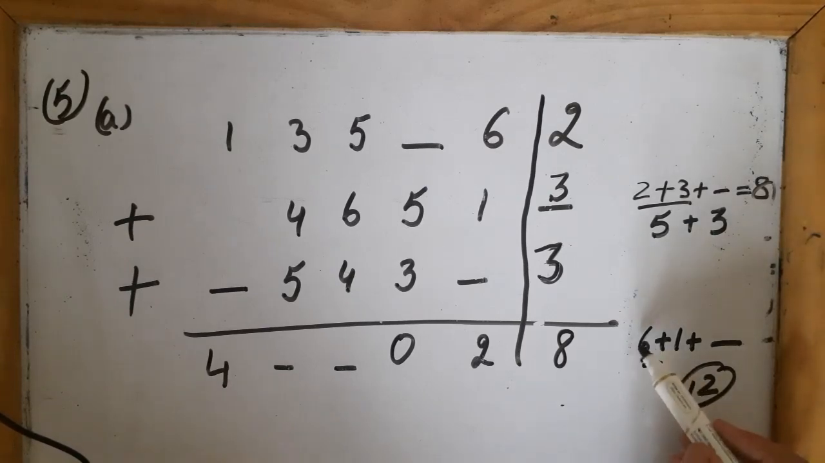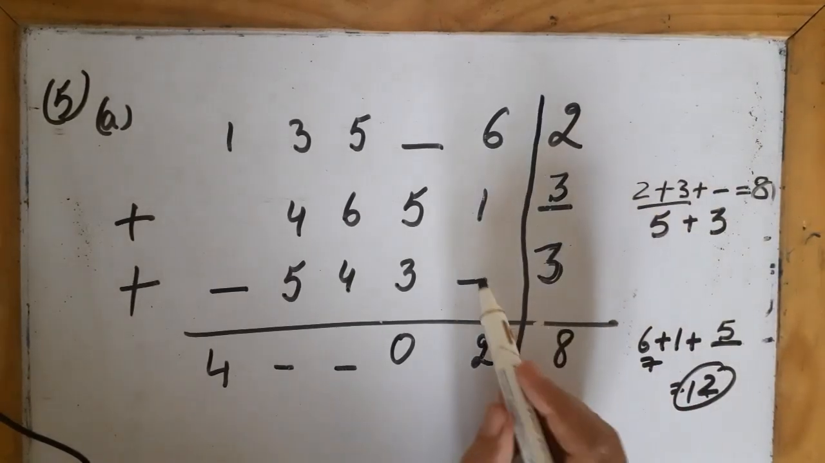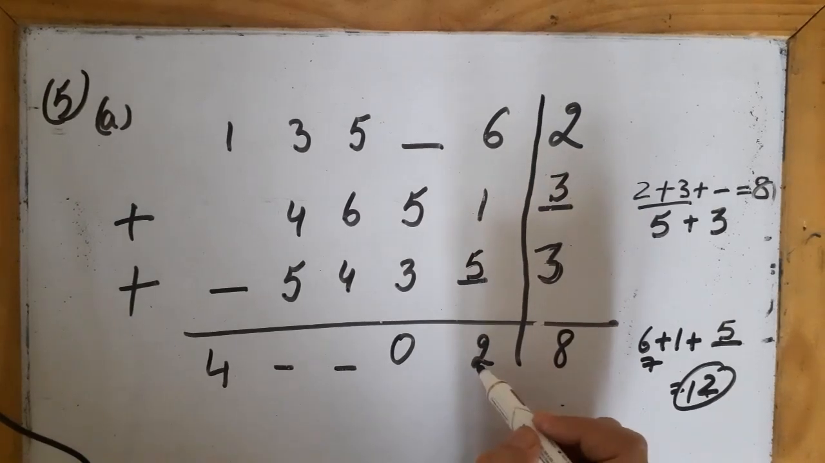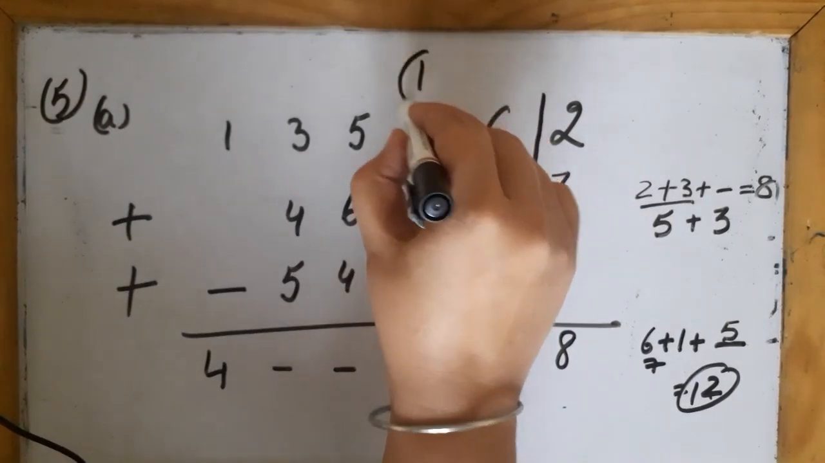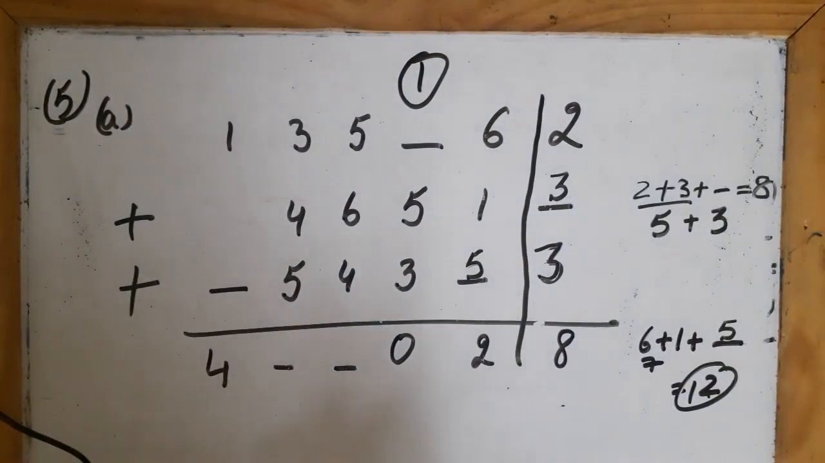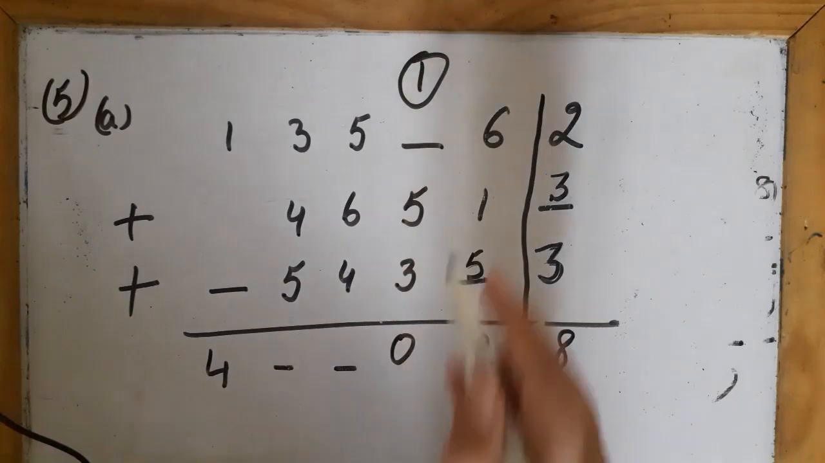So 6 plus 1, 7 I have. So in order to make 12, if I add 5, this will become 12. So if I add 5 over here, this will become 12. 2 I will write and 1 I will carry. Okay, now come to the hundreds column.